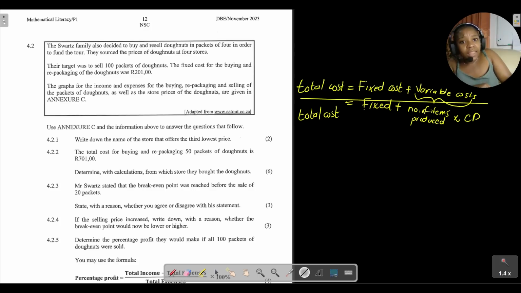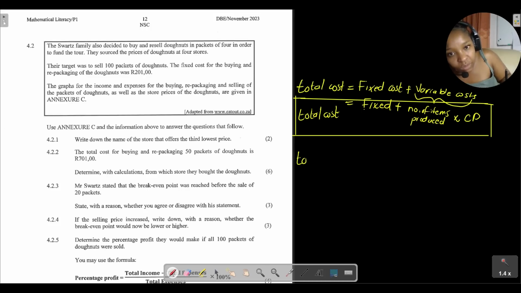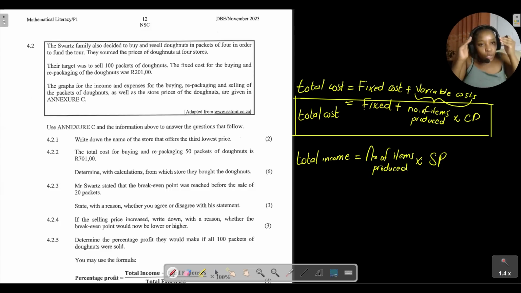Another equation that is very important for this concept is calculating the total income for a business. To calculate the total income that a business is making, it's the number of items produced multiplied by selling price, how much you are selling your items for. We need to have these equations at the back of our heads because they're going to be very important when it comes to analyzing the situation that is given to us here.